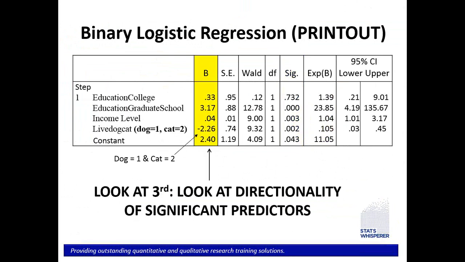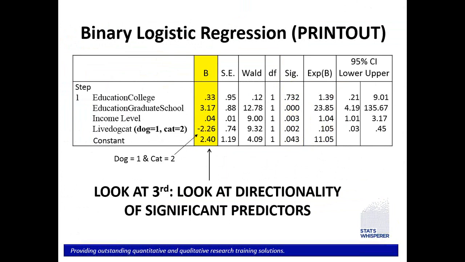So then we look at our next dimension of variable relationships, directionality. So we notice that there's only a minus sign for living with a dog or a cat. So the other betas are positive. So that means for education graduate school, they have a significantly greater, more likely chance of being happy relative to the reference group, education level, high school GED. Income is also positive, so the higher the income, the more likely you are to be happy.